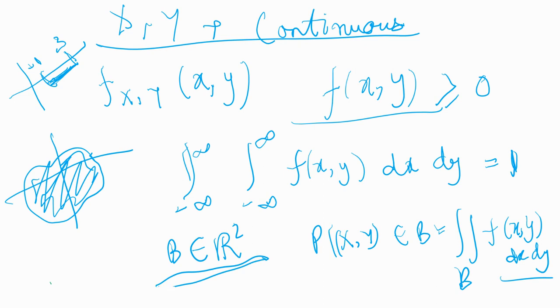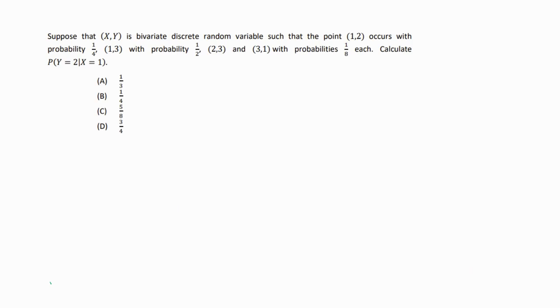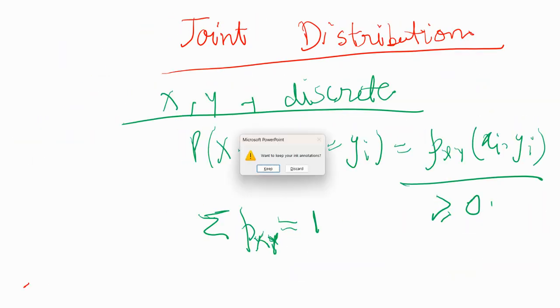So if we are taking any region from R squared and want to find its probability, then we do the integration over that region, so we can separate x and y, and then we do f_XY dx dy.